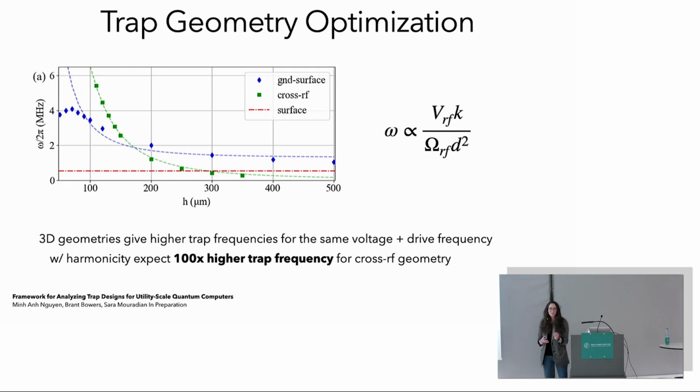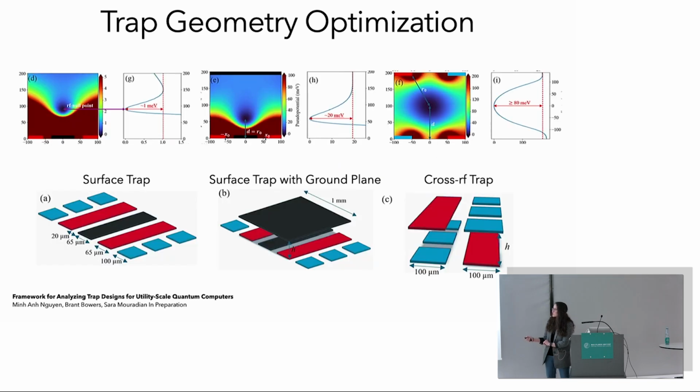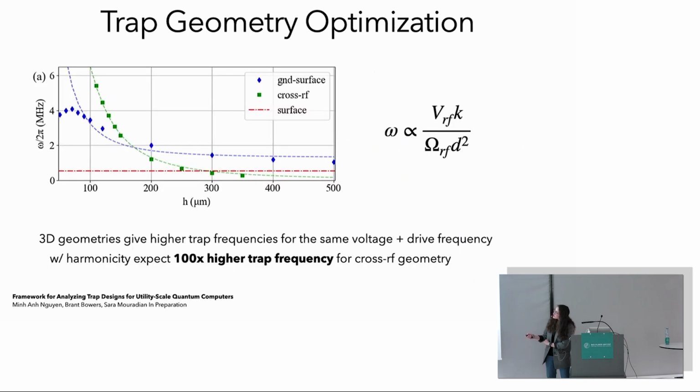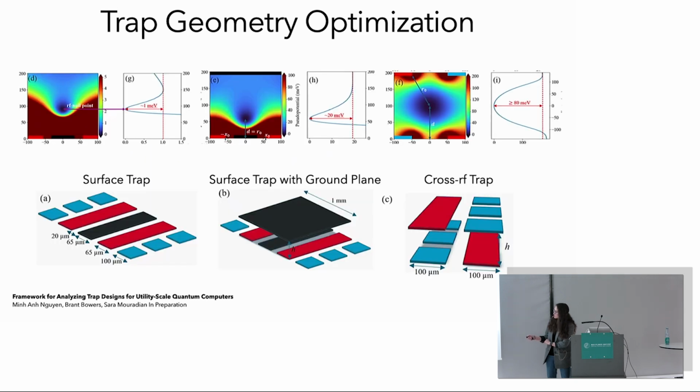It's not that I can just go to my friendly fab buddies and tell them to make it and we can get 100 megahertz tomorrow. But we can hope to get 100 megahertz with reasonable voltages if we're able to create a geometry that looks like this. H is, in this case, about 100 microns, and this limit is because it's limited by the separation.